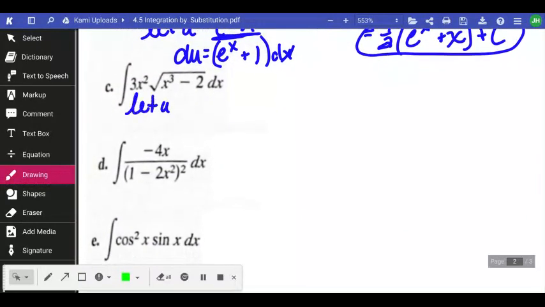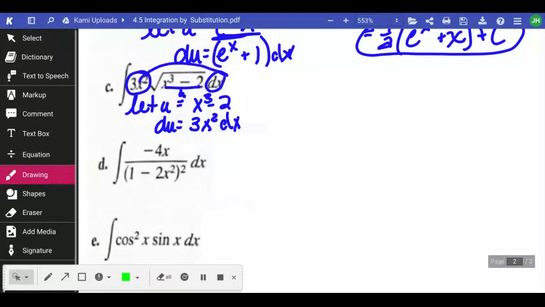Let u equal what? x cubed minus 2, perfect. du is going to be 3x squared dx. So if you notice, that's my u, and that together is my du. Good?